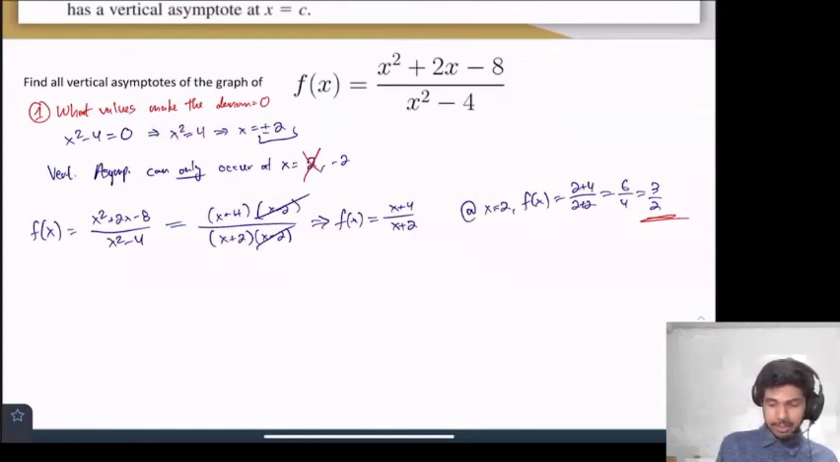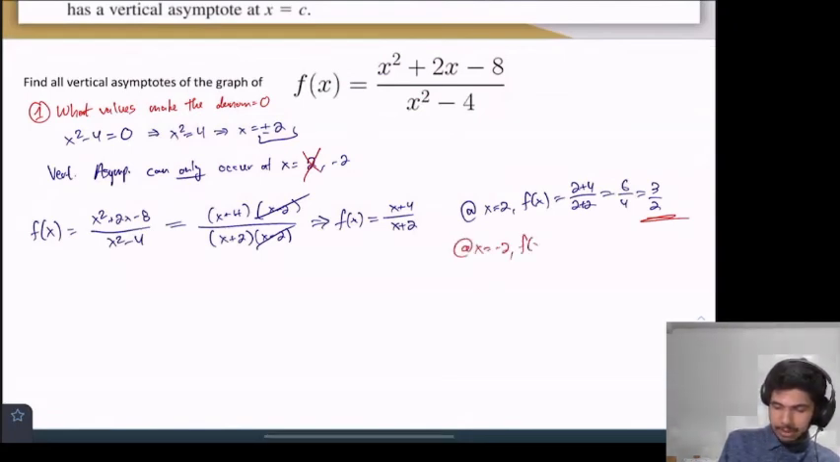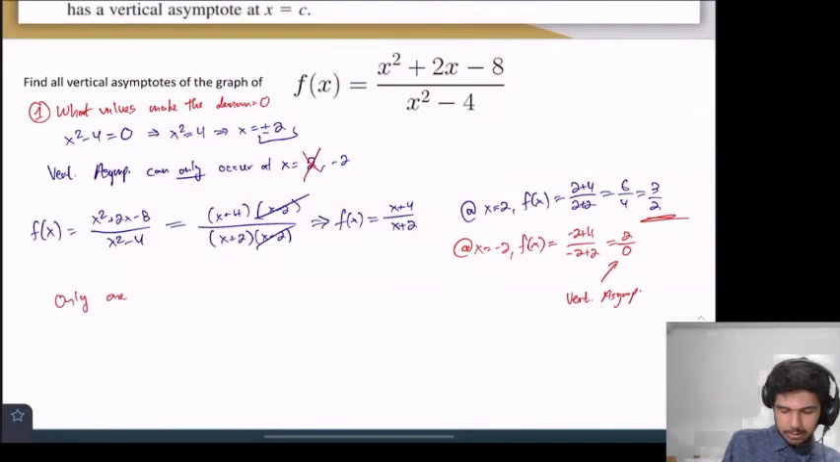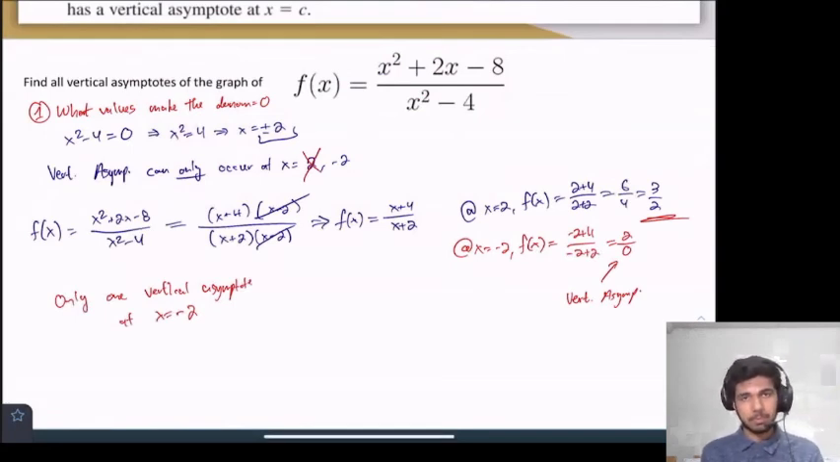Now we can check for negative 2. So at x equals negative 2, f of x equals negative 2 plus 4 over negative 2 plus 2. That equals 2 over 0, and that means we have a vertical asymptote, because there's nothing more we can do to simplify it. So only one vertical asymptote at x equals negative 2. So that's our solution. Good.